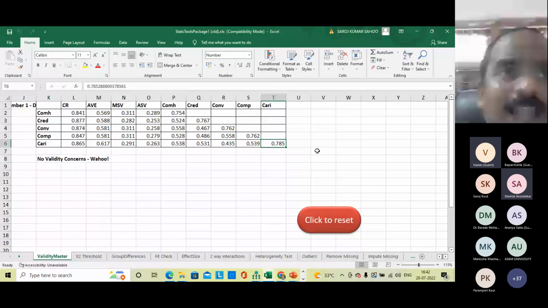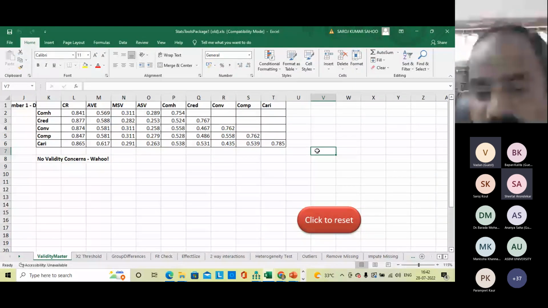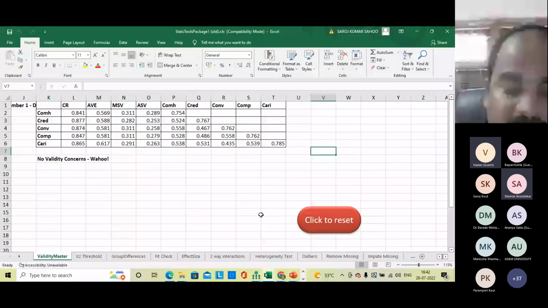All the criteria I explained for the validity were initially proposed by two famous authors. One is Fornell, the second one is Larcker. I am showing this article. Already I have given this article to the organizer. You can cite that article.